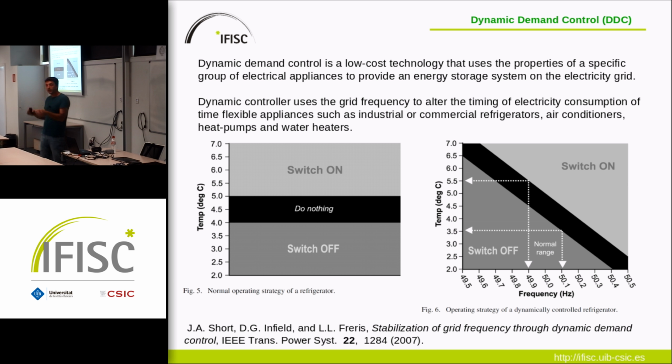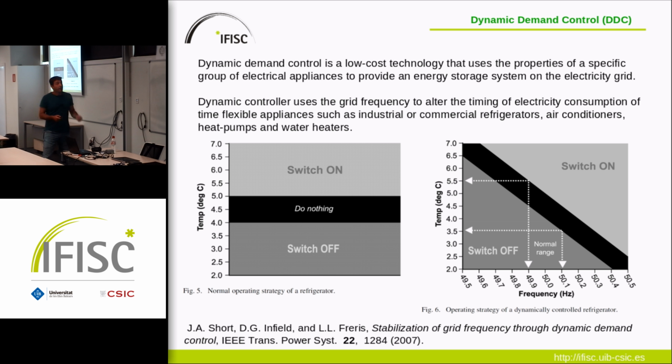So the devices monitor the frequency. If a device has to switch on, but the frequency is very low, which means that there is little energy available, then it does not switch on and delays the switch on. And therefore, this device helps to balance production and consumption. So this is what is called dynamic demand control.